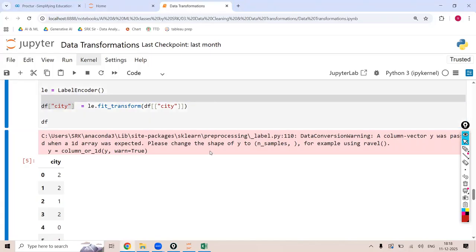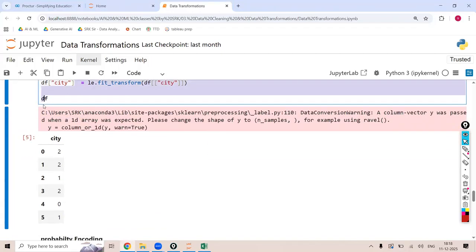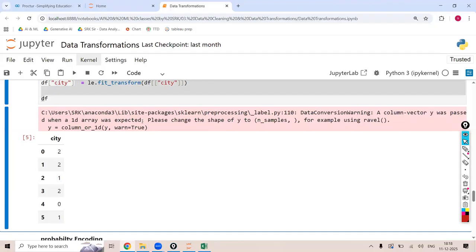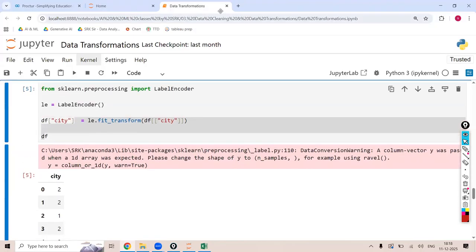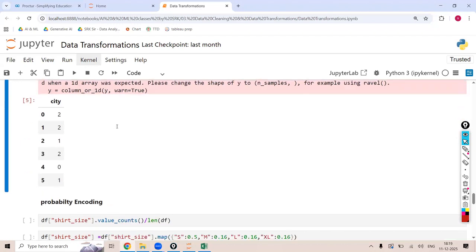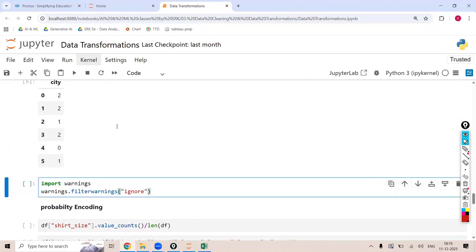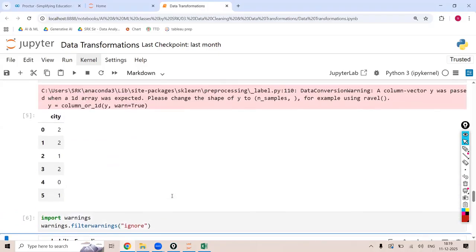Done. Next, here I'm getting some kind of warnings. If you don't want to see them, you can ignore the warnings. We can use import warnings, and then warnings.filterwarnings, just ignore them. Ignoring means it is not even going to show the warnings.